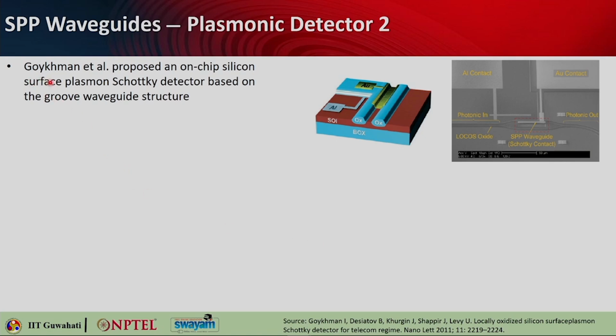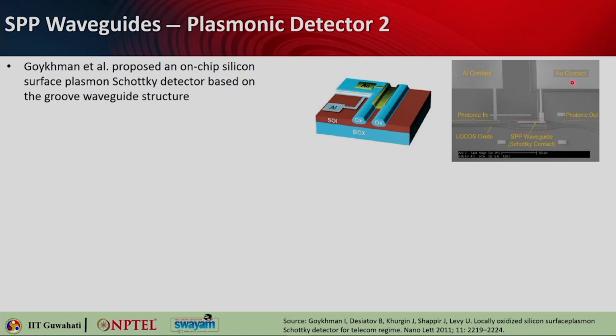That was proposed by Goykmann et al. in this particular paper in 2011. They proposed an on-chip silicon surface plasmon Schottky detector. So, Schottky means a metal semiconductor junction is there. So, you can see this kind of groove waveguide structure. There is gold metal, there are aluminum connectors. So, here is aluminum contact.